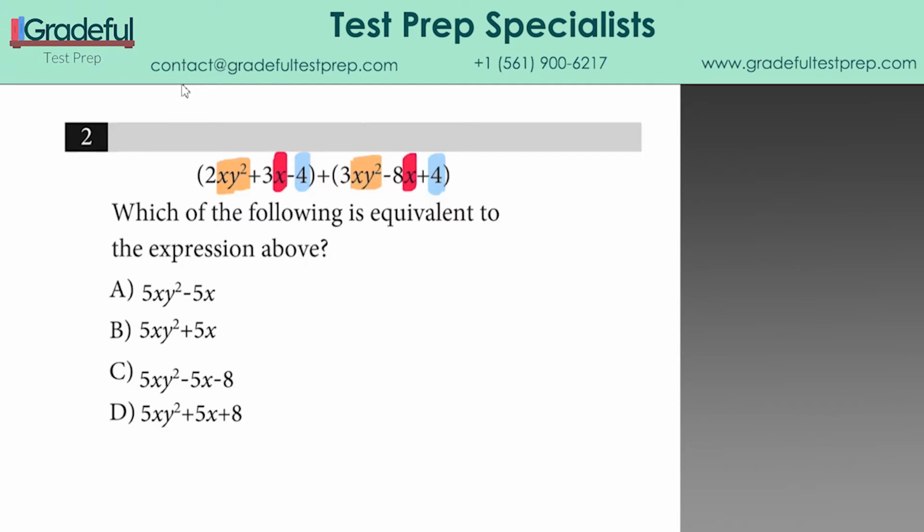So for the orange ones, the xy squareds, we have 2 of them and 3 of them, so we have 5 of them. For the red ones, the 3x and the minus 8x, we have 3 minus 8, which is negative 5. And it carries along an x, and for the blue ones, the 4s, we have minus 4 and plus 4, which cancel. So our answer is 5xy squared minus 5x, and so that's A for number 2.